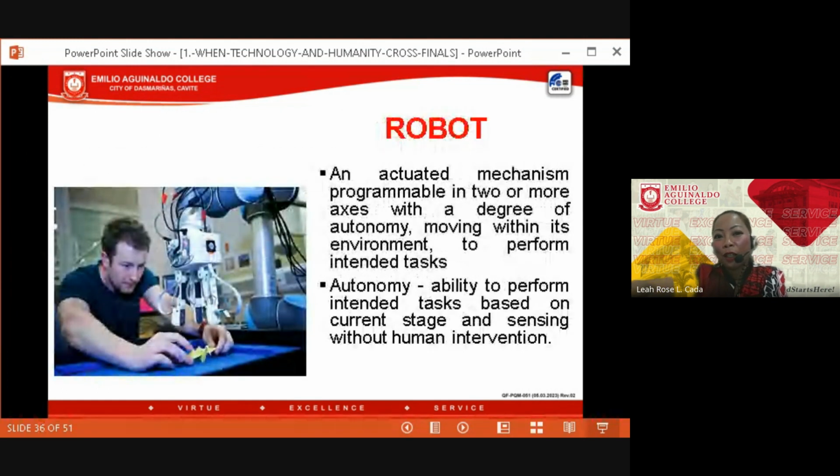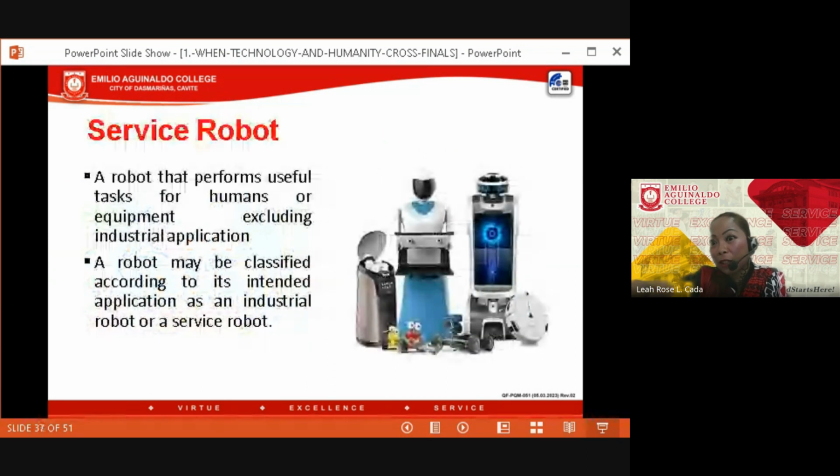So anyway, what is a robot? Okay, so a robot is a mechanism programmable into or more axis with a degree of autonomy. So it only moves within its environment and can only perform its intended tasks. Okay, meaning it is designed according to the task that that robot is supposed to perform. So autonomy here refers to the ability to perform intended tasks based on the current state and sensing without human intervention. If the task of the robot or the machine is to sew a shirt, for example, or sew a design as according to how it was programmed, then yan lang ang gagawin niya, over and over and over again. Yan lang. So specific task lang.